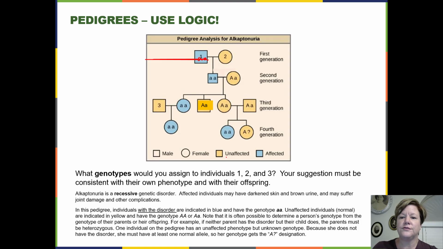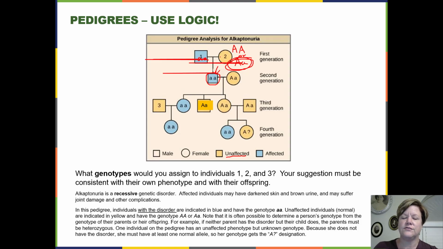Person 2 is normal. They're unaffected, but they have a child who is affected. Because they're unaffected, just from that information, you could think they could be big A, big A. But remember, big A is dominant, so they could also be big A, little a, and still look normal. The fact that they have a child that's little a narrows that down, because one allele comes from mom and one comes from dad. So the only way this could work is if number 2 is heterozygous.